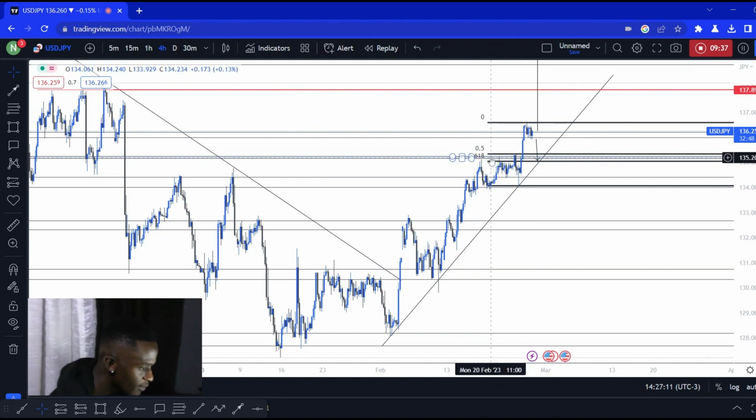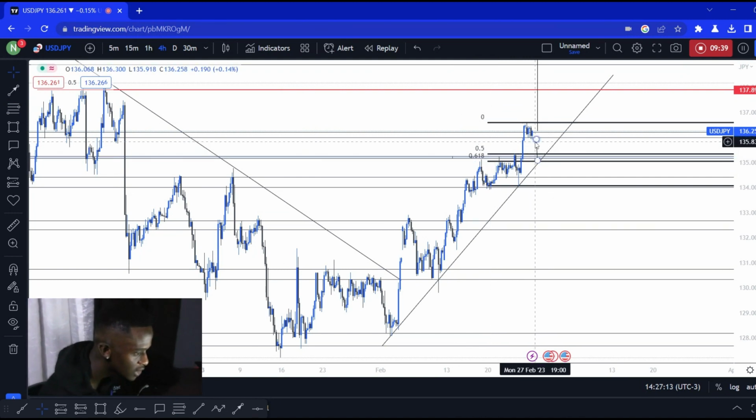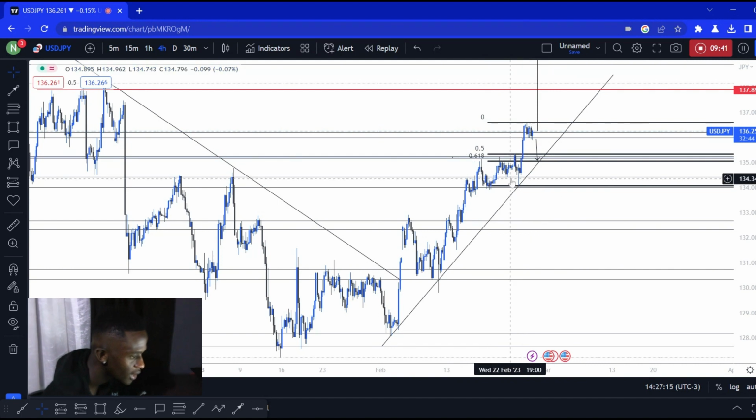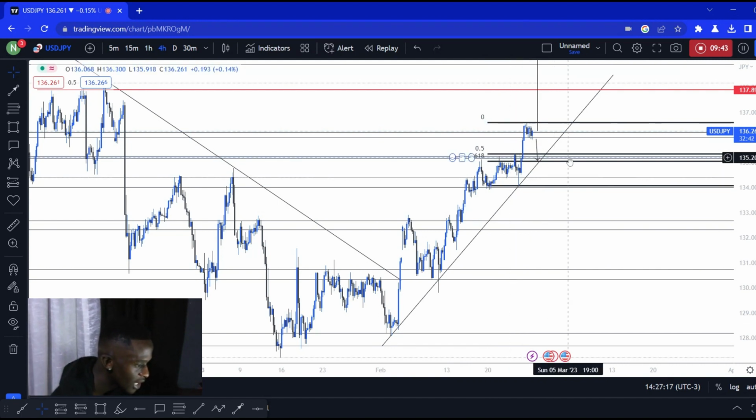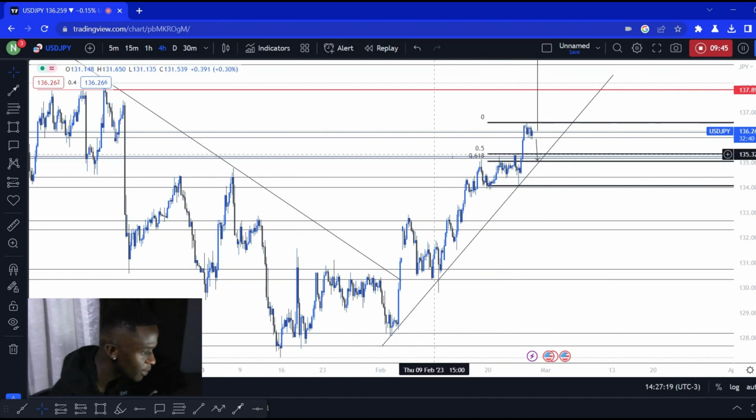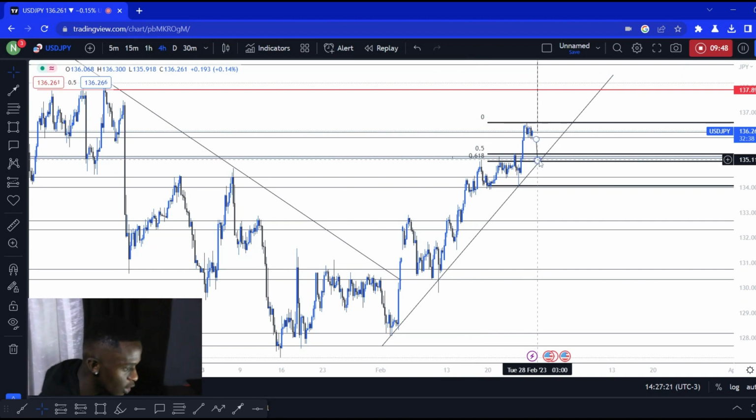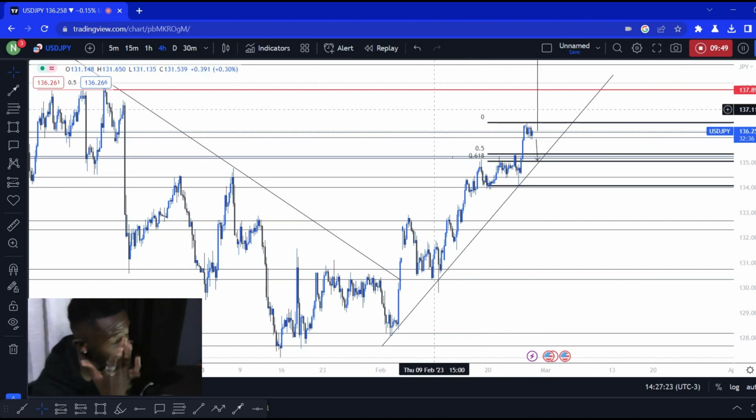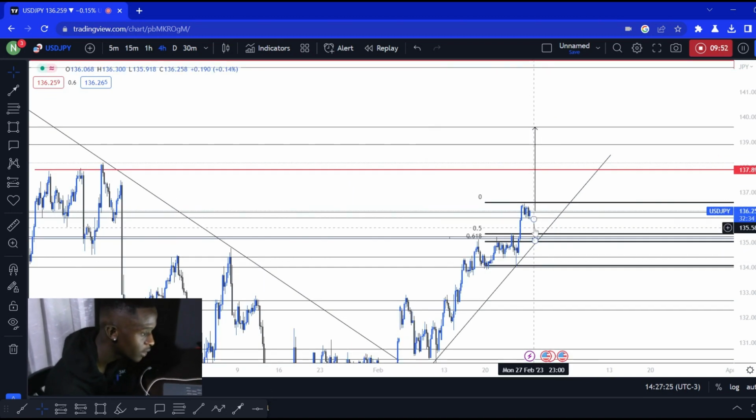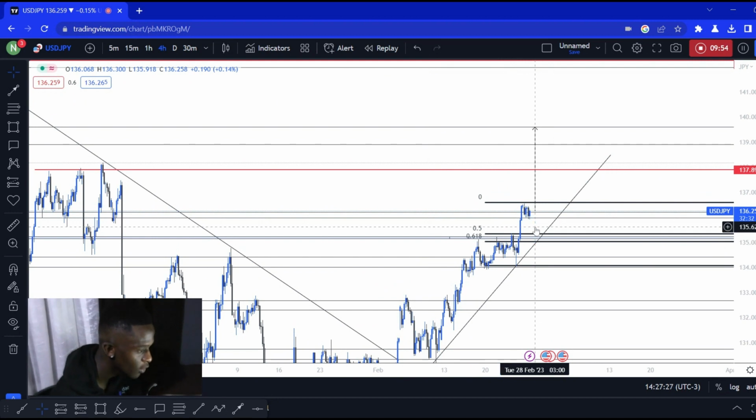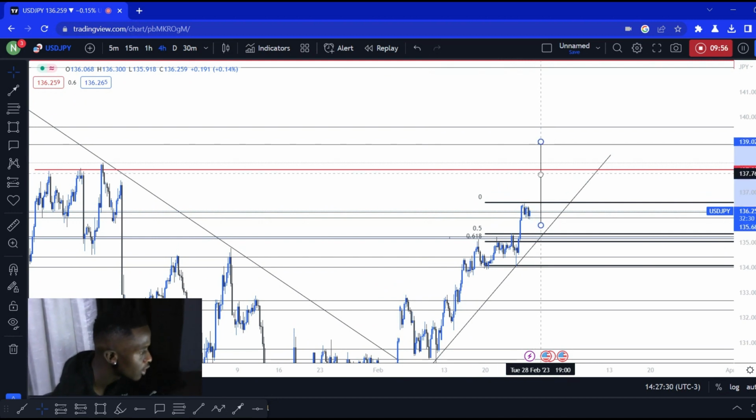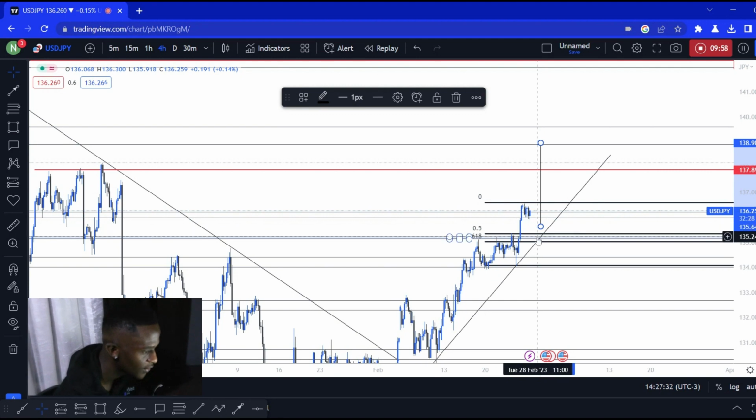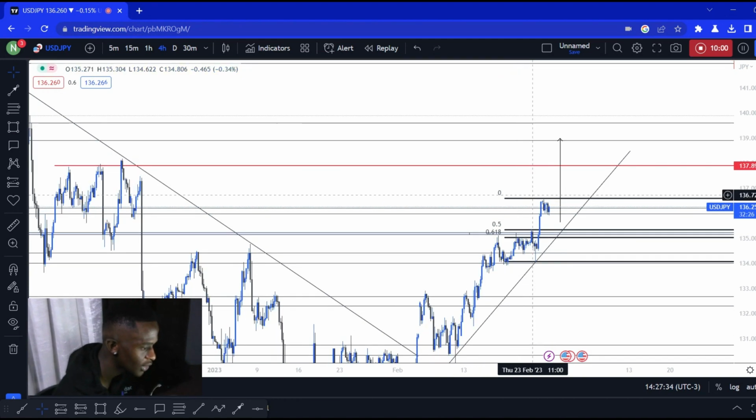So now, let me use my Fibonacci to find those key zones. Look at my Fibonacci. I'm expecting USD JPY to push down all the way until this level. Once we get to this level, what is the signal? This is the signal: trend, level, candlestick confirmation, lower time frame entry. That's the signal. Get what I'm saying?